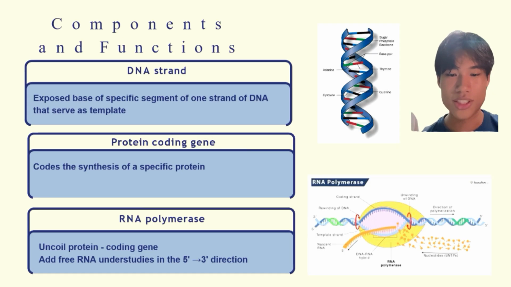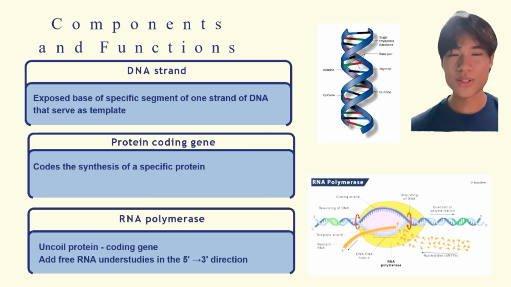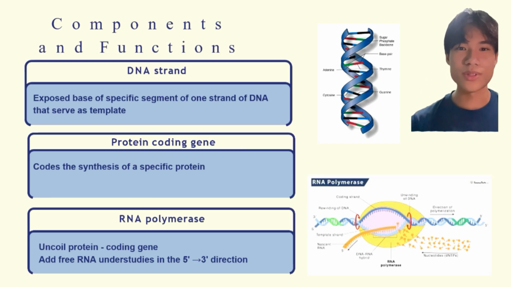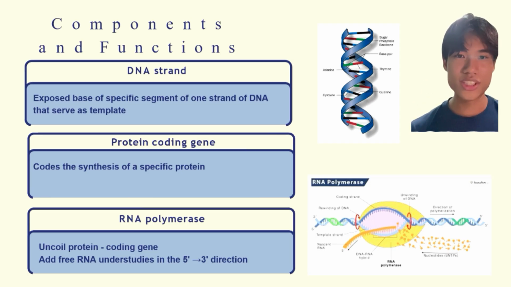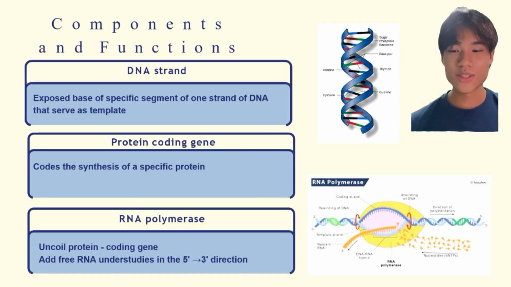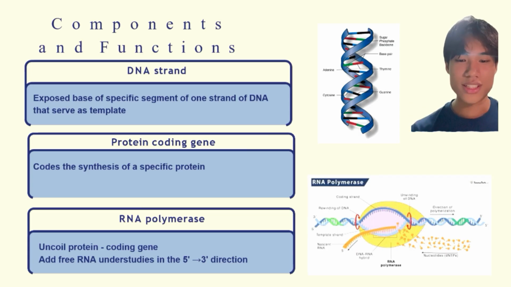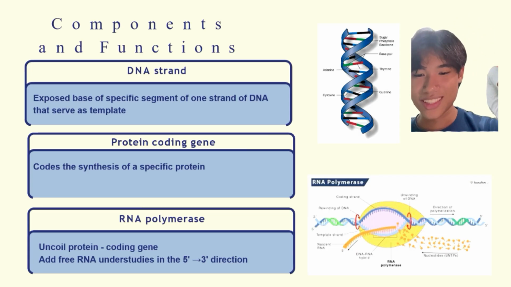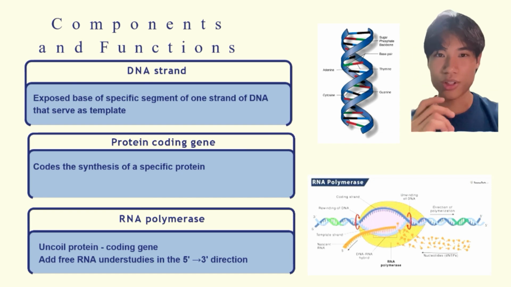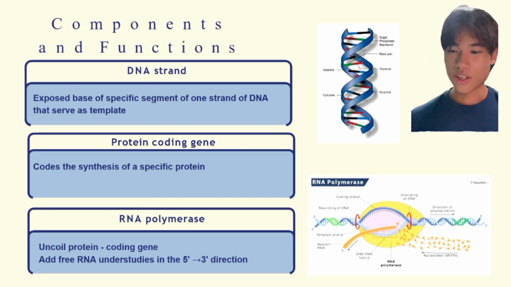The other component of protein synthesis is the protein coding gene. The protein coding gene codes the synthesis of a specific protein. The examples of protein coding gene regions are promoter, RNA coding sequence, and terminator. Lastly, another component is RNA polymerase. The function of RNA polymerase is to uncoil the protein coding gene, or so-called unwinding the DNA strands, during the initiation process. Besides that, it also adds free RNA nucleotides in the 5' to 3' direction during the elongation process.